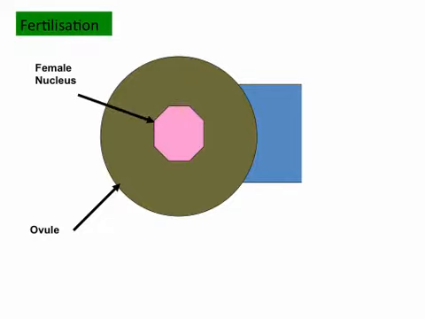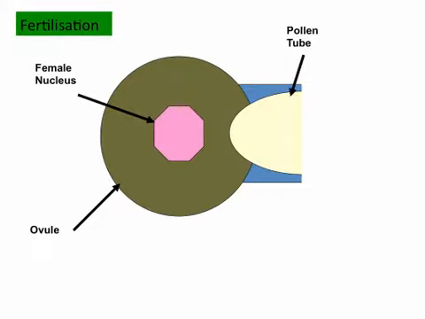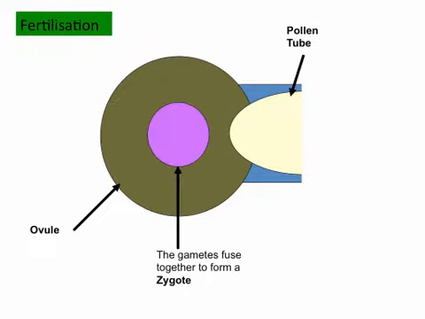Now, once it gets to the ovule, you'll see the female nucleus is there. The male nucleus will arrive from the pollen tube to the female nucleus. And when they join together, this is fertilization. Once the two join together, they now form a zygote.